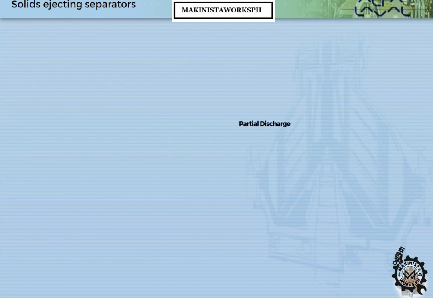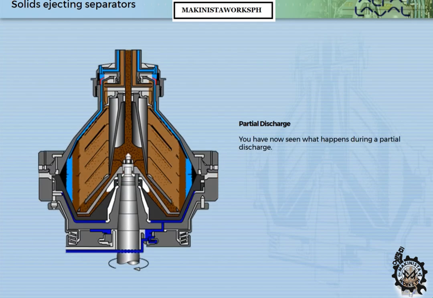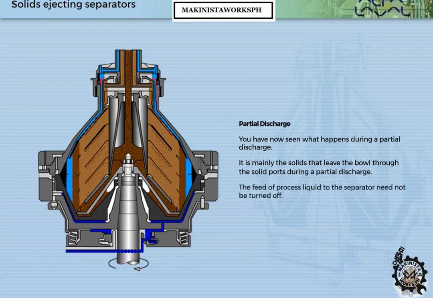Partial discharge. You have now seen what happens during a partial discharge. It is mainly the solids that leave the bowl through the solid ports during a partial discharge. The feed of processed liquid to the separator need not be turned off.